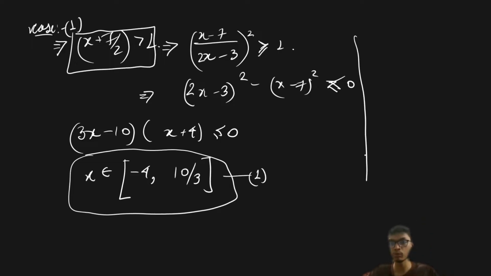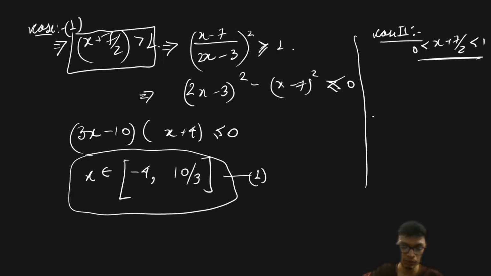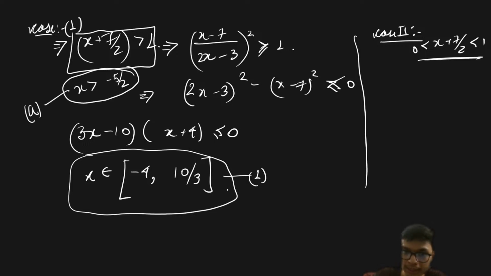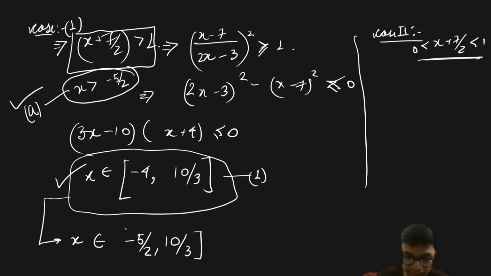And similarly, we'll also try to solve the second case, when our x plus 7 by 2 is between 0 and 1. That is when the logarithm function is a decreasing function. So if we take the decreasing case, one more thing to understand is that x plus 7 is greater than 1, that means x is greater than minus 5 by 2. So we just need to take the intersection. Let us call this case A, and we need to take the intersection of equation 1 and case A. Ultimately, the solution of x you are getting is lying between minus 5 by 2 to 10 by 3. So this is the solution for the first case.